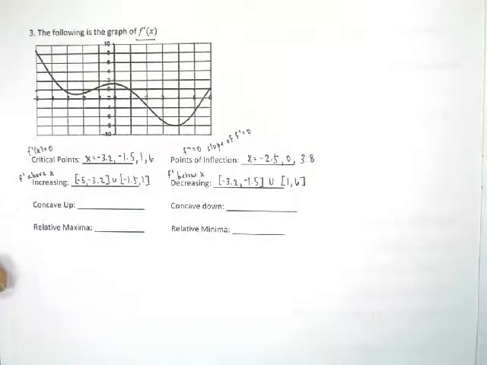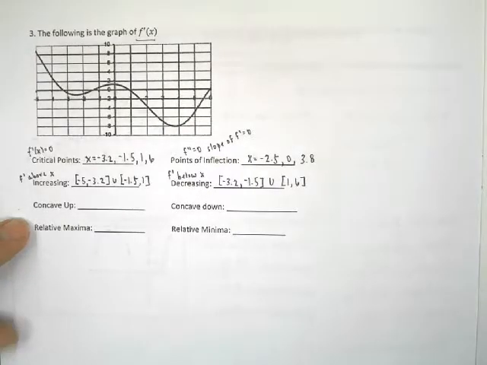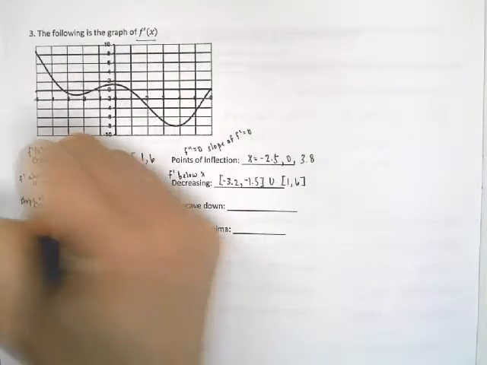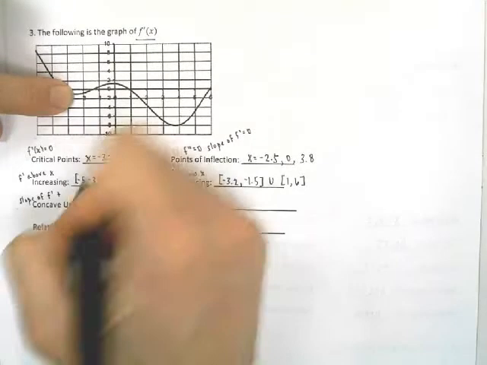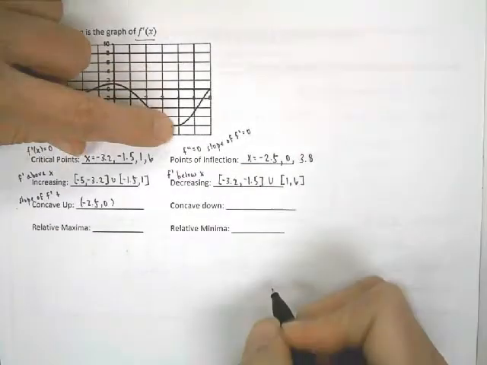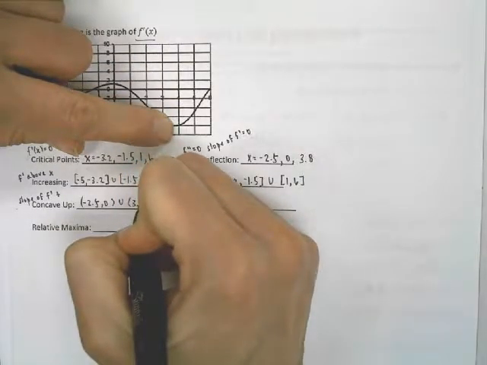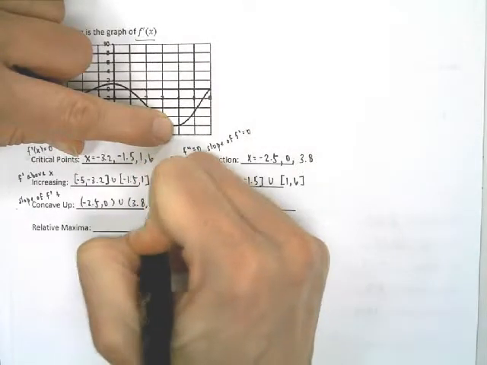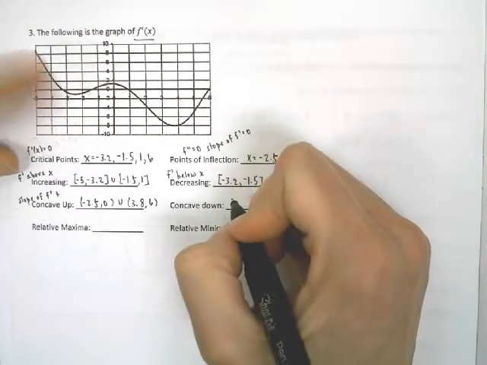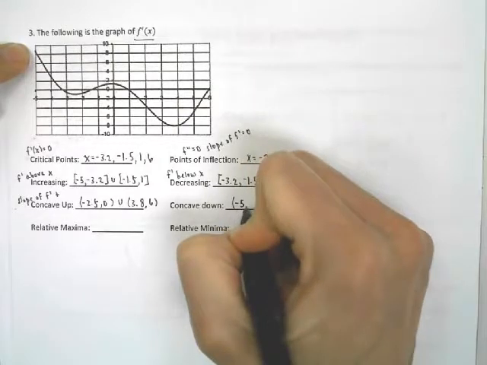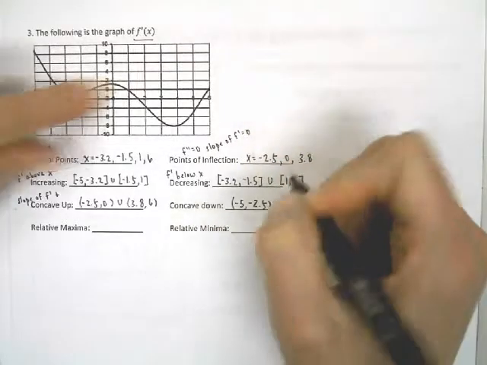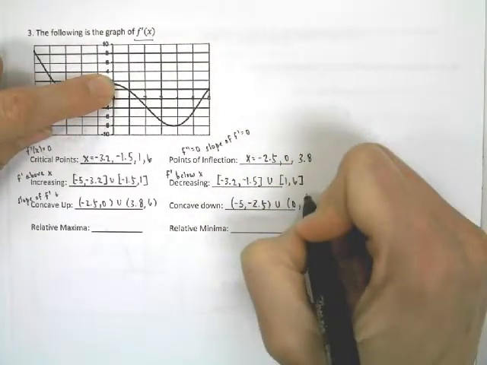Okay, so now concave up is where my second derivative is greater than 0. So I'm looking for where the slope of f prime is positive. And I know that happens here from -2.5 to 0. And then again, I have a positive slope down here from 3.8 to 6. We're going to be concave down where we have a negative slope. So from -5 to, what did I call that, 2.5. And then again from 0 to 3.8.